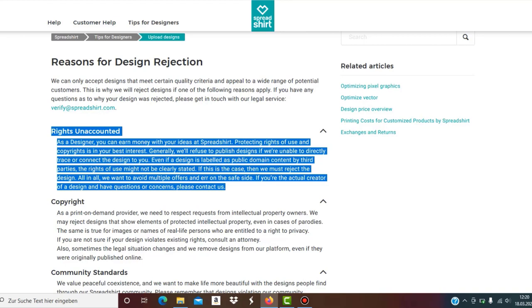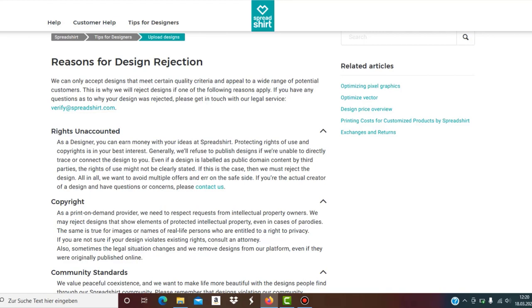So hopefully this was useful for you. I hope it made a bit clearer why Spreadshirt rejects designs. And they implemented this policy not so long ago. I think before that you could just upload series of designs, but you can't do that anymore, which doesn't mean you can't do it. You just have to split it over various days.